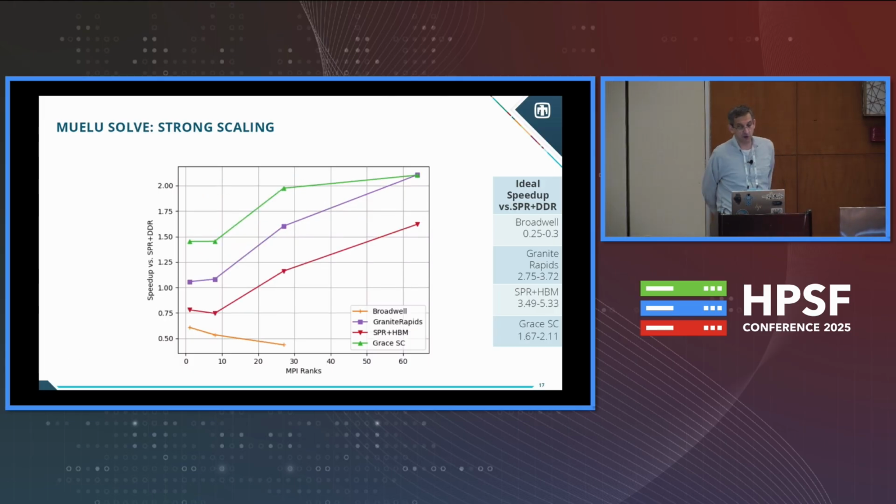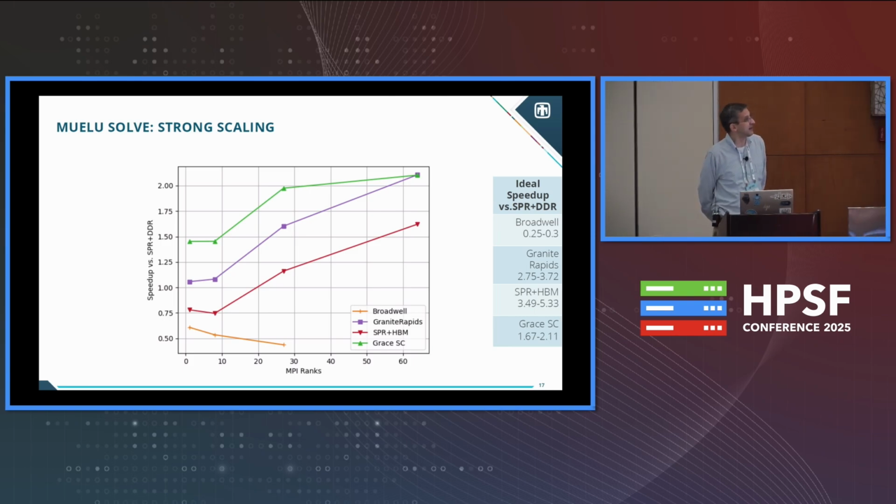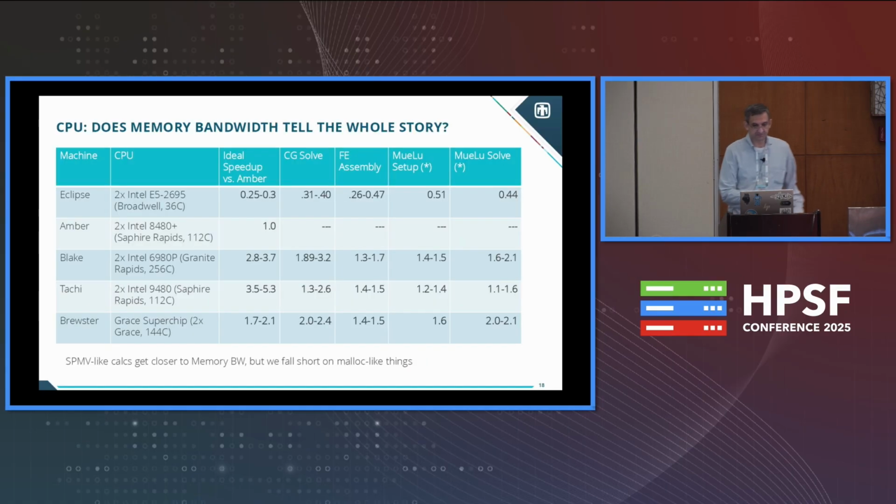And this is our solve phase for MueLu, which should look more like the SpMV. And it kind of does, right? You definitely see, as we start throwing more ranks at these fancier memory systems, both in Grace and Granite Rapids and the Sapphire Rapids with HBM, we're getting more out of it. So where are we? What did we get?